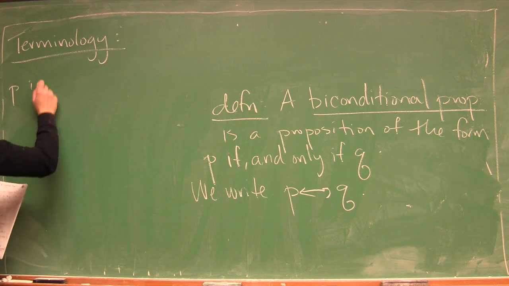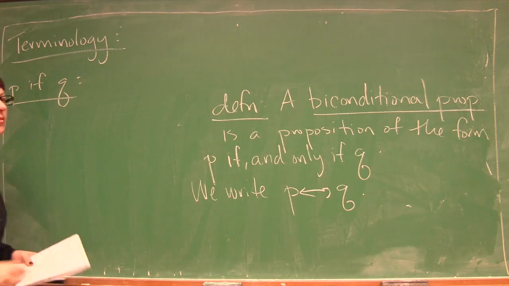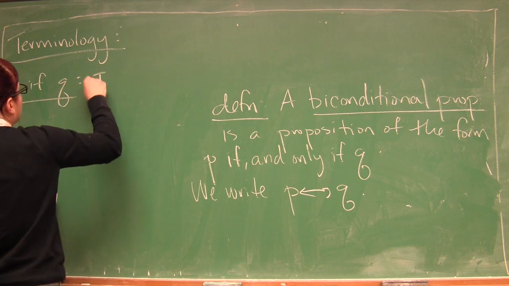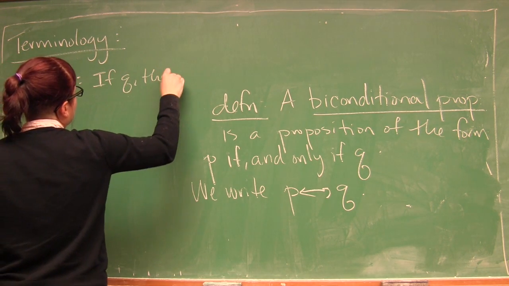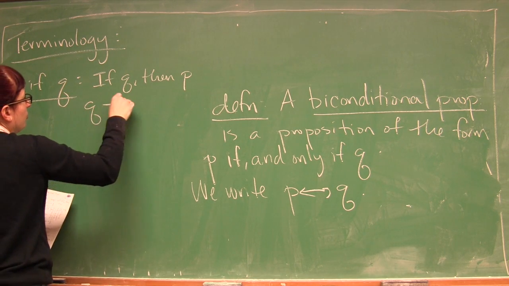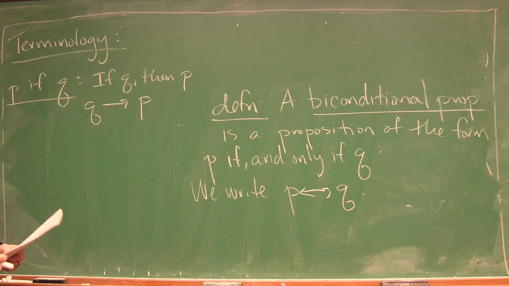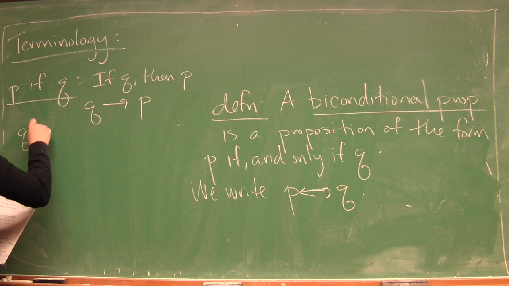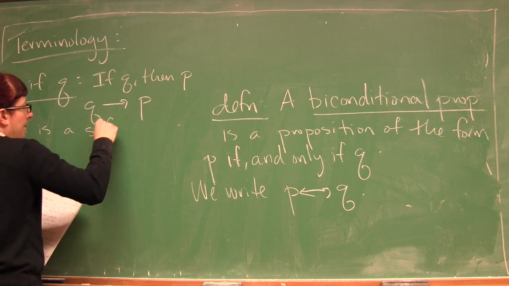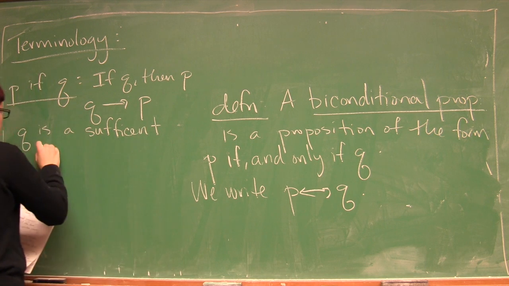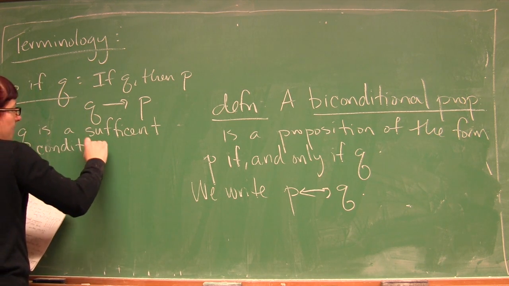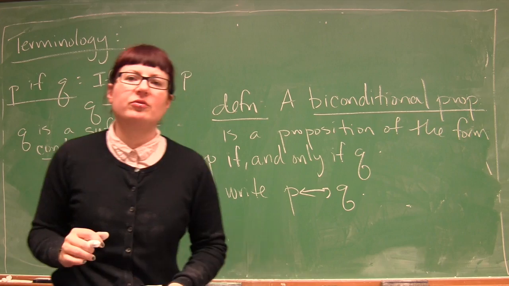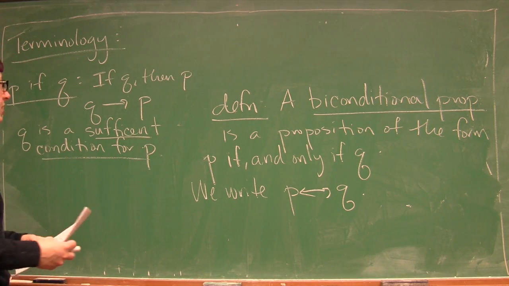P if Q, this means if Q then P. Or in our notation, Q implies P. In this setting, we say Q is a sufficient condition for P. There's a lot of terminology, so I just want to make sure you've heard all of the words so that you're not surprised by anything.